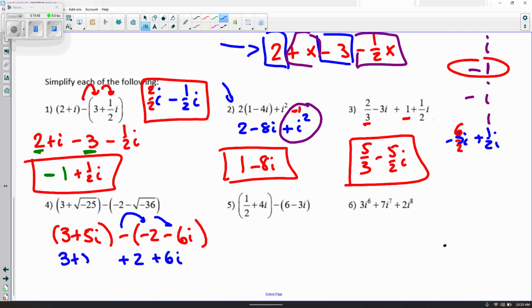So what happens when you put these together? The real part is what? 2 and a 3 are real numbers, right? So that's 5. Well, how many imaginary numbers do we have? Plus 11i. There you go.